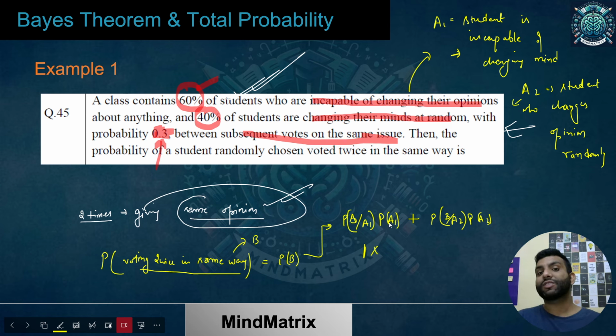What is the probability of such kind of students? There are 60% of the students. That means 0.6 is the probability of such students.